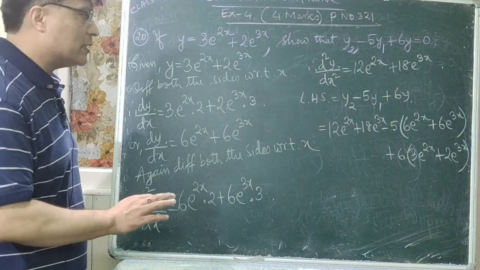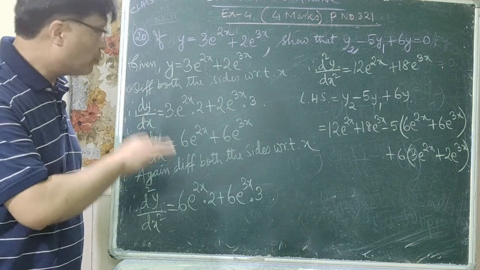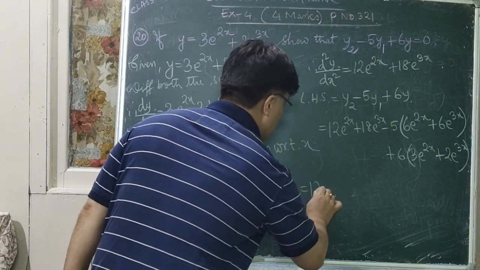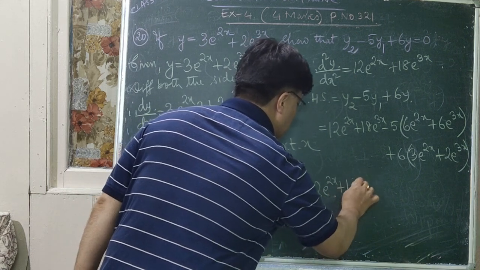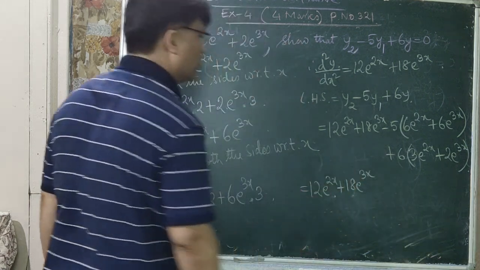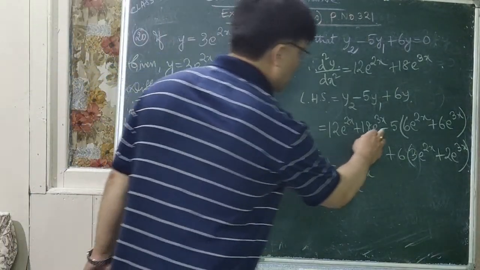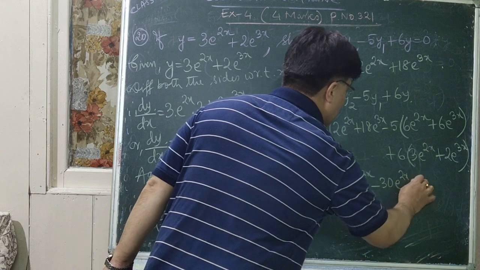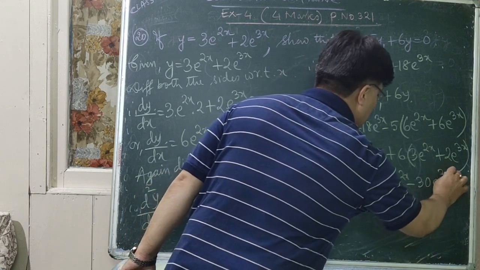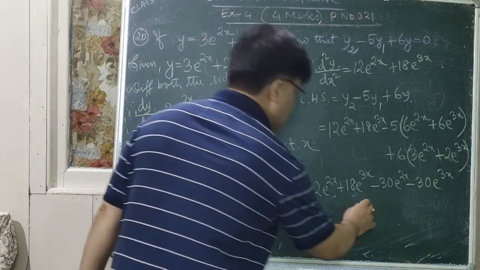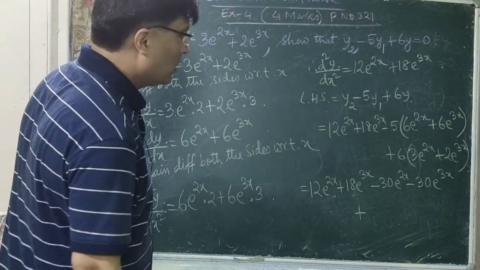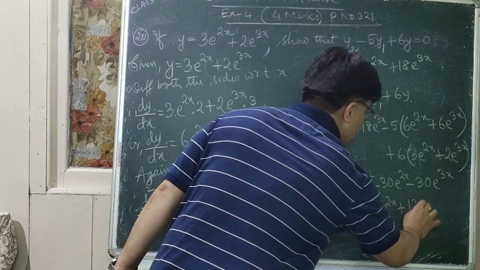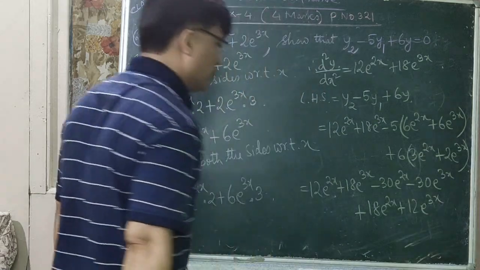So I think you have understood it. Let us simplify it to prove this left hand side is equal to 0. So it is equal to 12 e to the power 2x plus 18 e to the power 3x. Now multiply by minus 5 here: minus 5 times 6 is 30 e to the power 2x, minus 5 times 6 is 30 e to the power 3x. Plus, now multiply by 6 here: 6 times 3 is 18 e to the power 2x, plus 6 times 2 is 12 e to the power 3x.